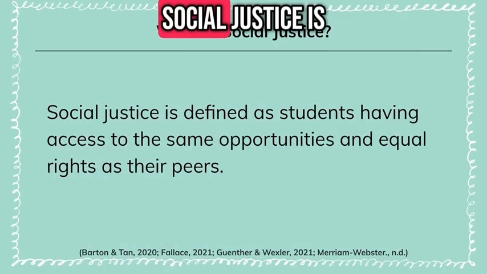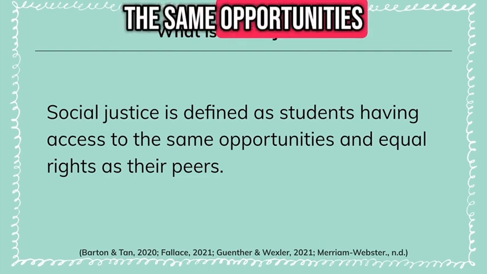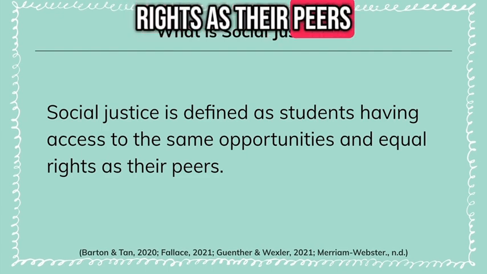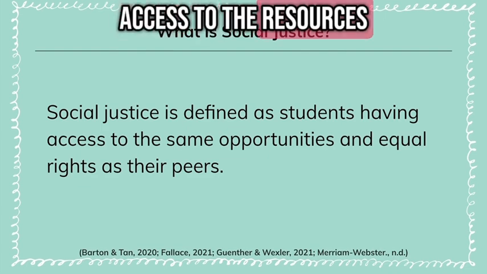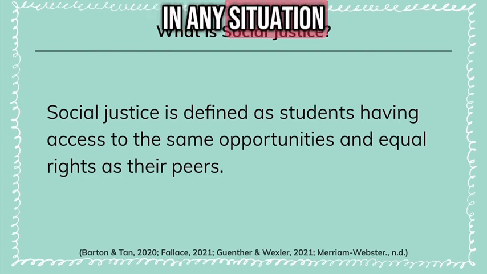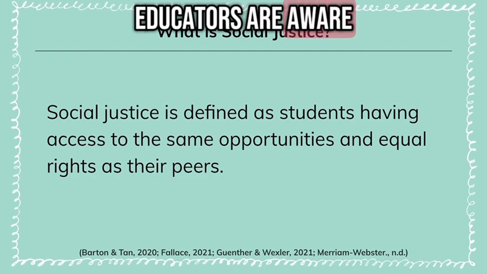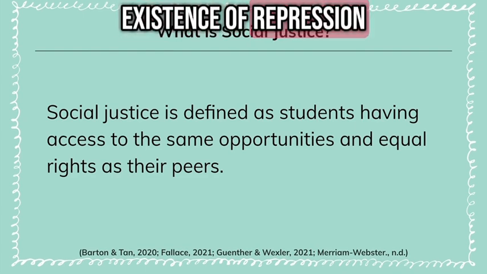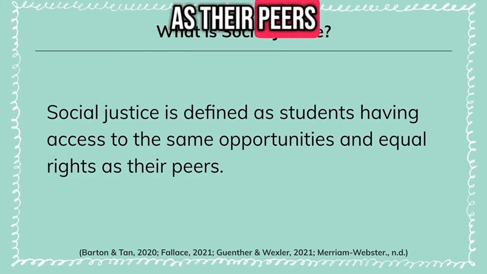Along with the presence of racial justice, there needs to be a presence of social justice in classrooms. Social justice is defined as individuals having access to the same opportunities and having equal rights as their peers. For social justice to exist, everyone should have access to the resources or the supports that they might require to thrive in any situation. In the classroom setting, social justice is fostered when educators are aware and acknowledge the existence of oppression that hinders students from fully accessing the same opportunities as their peers.